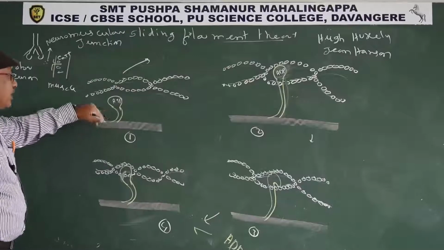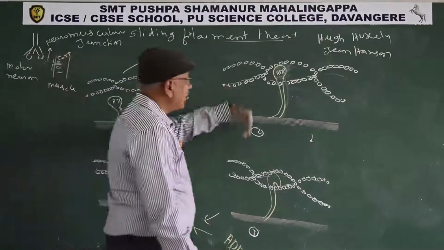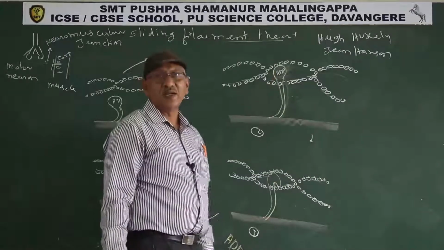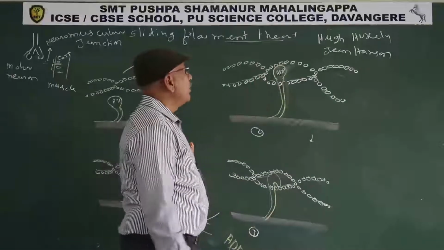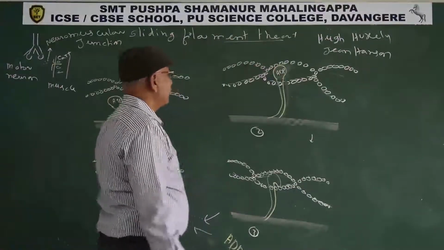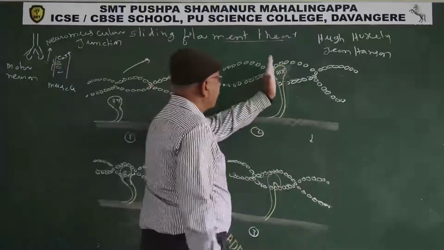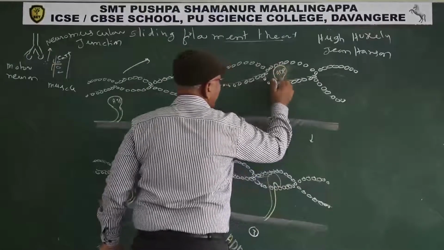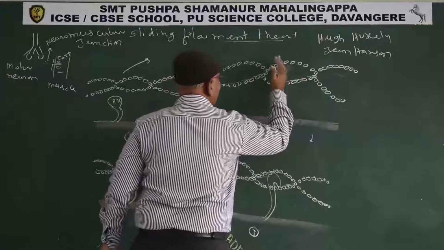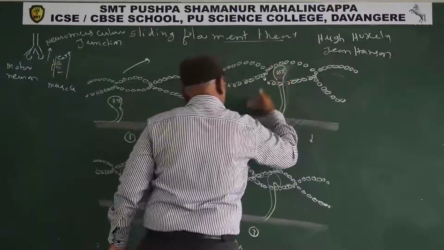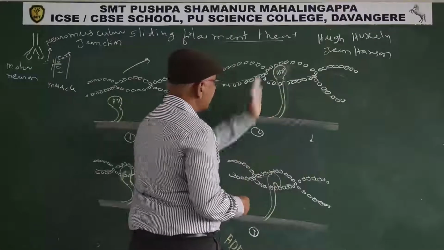Now the meromyosin head, in the absence of ATP, means in the presence of ADP, binds to the actin protein. So now the meromyosin head attaches to the actin protein. Now the meromyosin pulls the actin filament towards the center, like this.